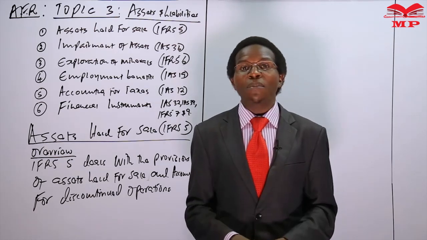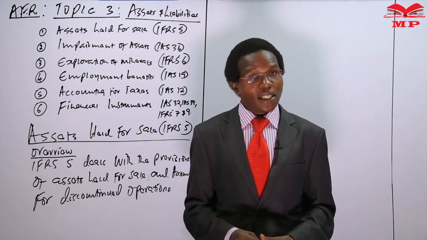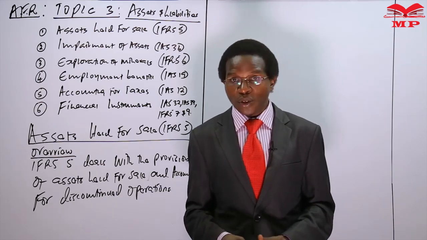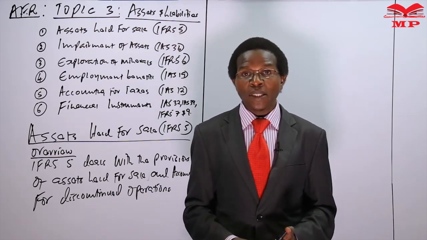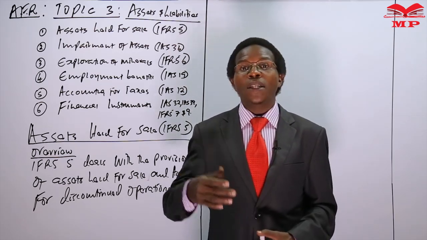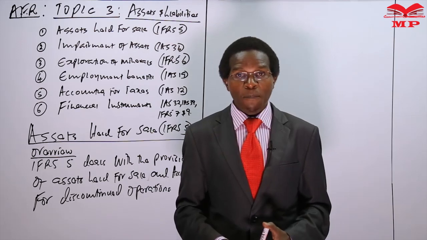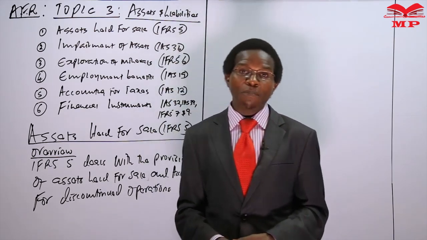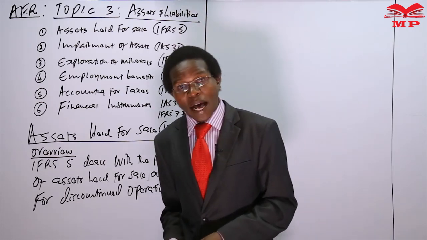Then another item that is under IFRS 5 is the discontinued operations, which will be covered in consolidation. We'll talk of discontinued operations in consolidation, so that's not a big problem. We'll easily cover it when we get there. Now, we'll have an example of assets held for sale.